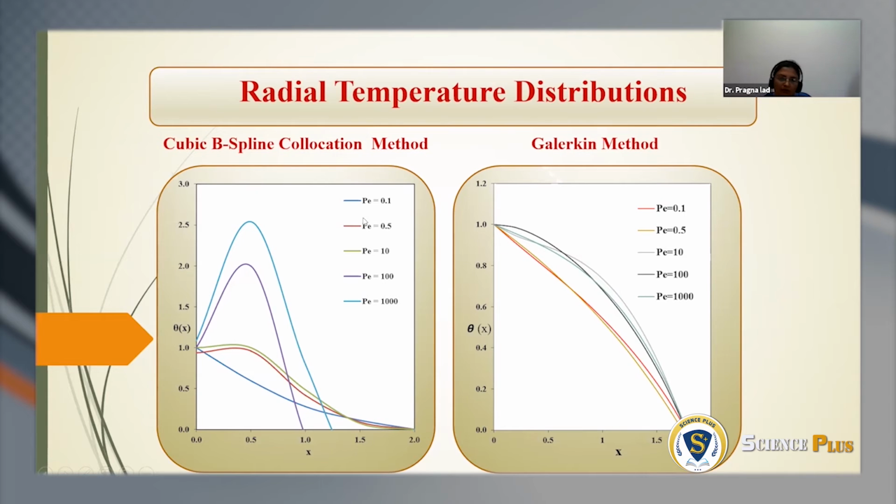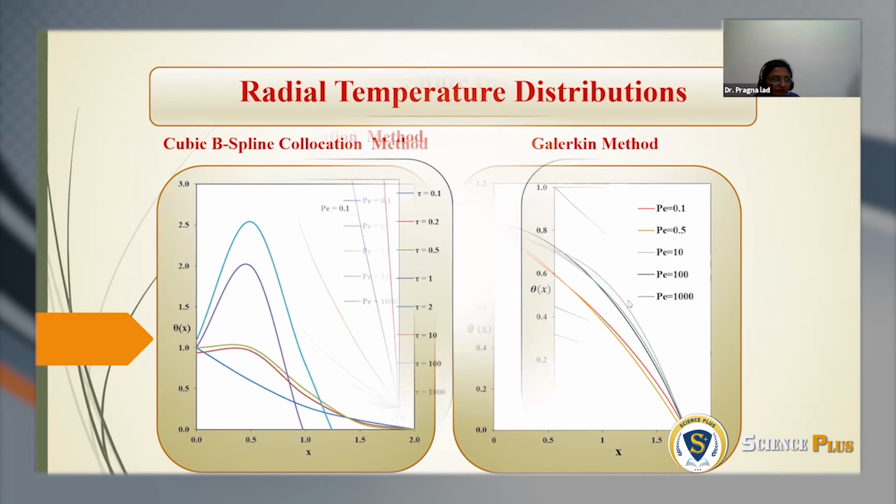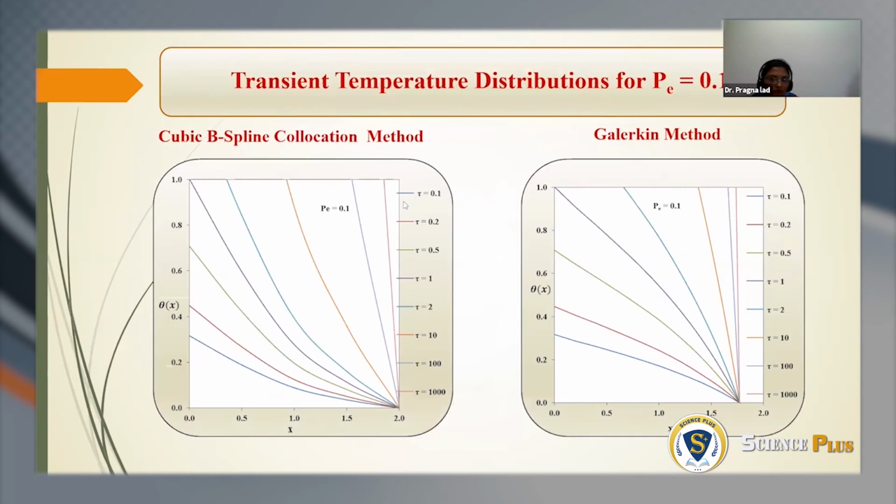For the cubic B-spline method and Galerkin method, I have shown the graphs here. We can see that as the value of Peclet number is increasing, the radial temperature is also increasing. We can see this in the first graph and also in the second graph. Now, here I have fixed the value of Pe.